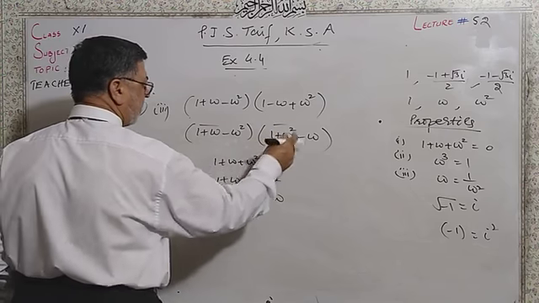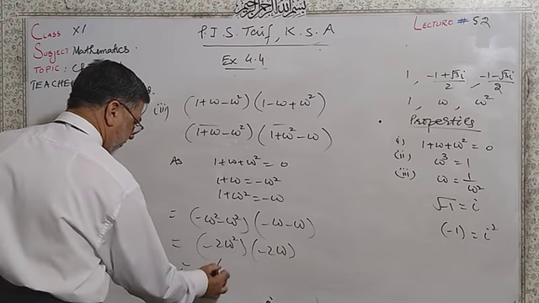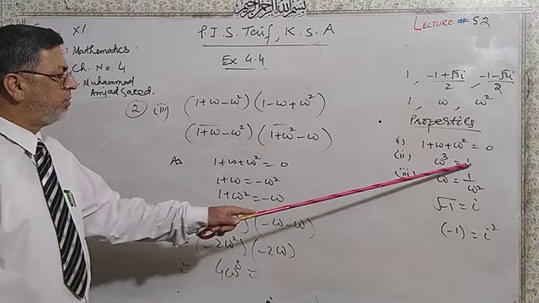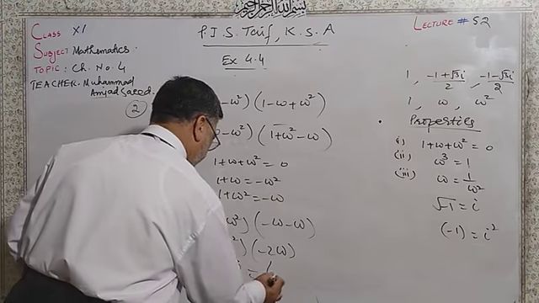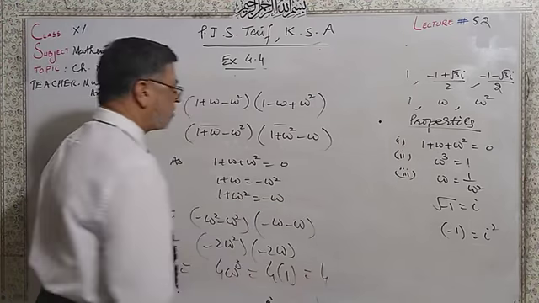Now replacing the values of these, we will have minus omega square, minus omega square, then minus omega. Here is minus 2 omega square, here is minus 2 omega. Minus minus plus, and 4 omega cube. Remember that omega cube is equal to 1, so 4 into 1 is equal to 4. Dear students, this was your part number 3.